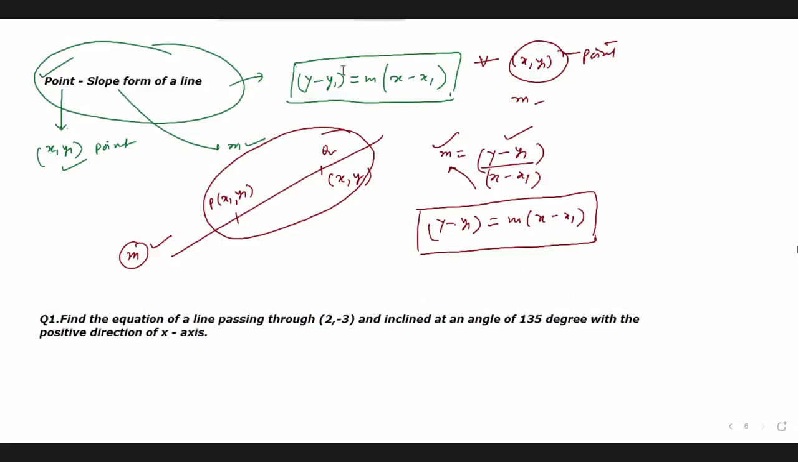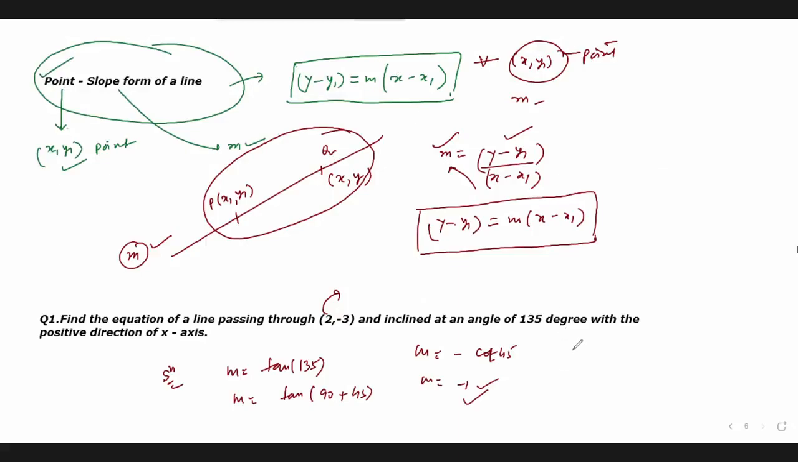So we can find the slope of this line, that is m. m is equal to tan 135 degrees. So m is equal to tan(90 plus 45), so m will be equal to minus cot 45. So m is equal to minus 1, as cot 45 is 1. So we know our slope, and they have given us a point that the line is passing through, 2, minus 3. So what is my required equation?